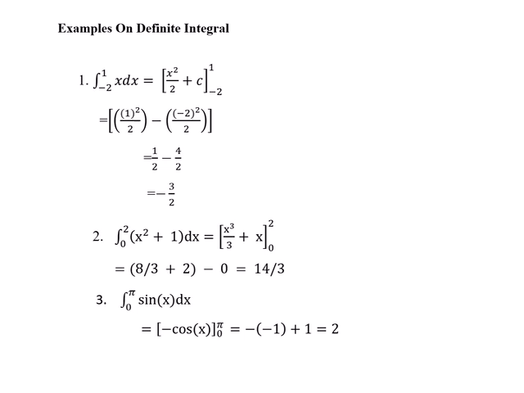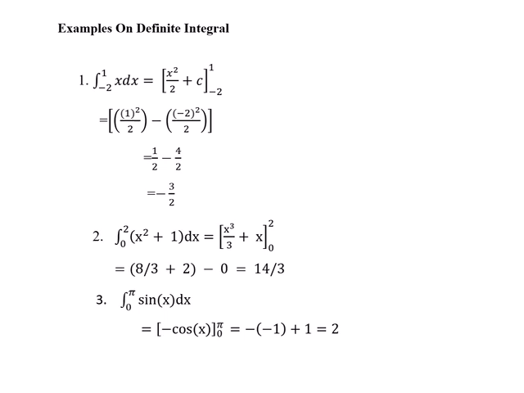By the time we open the bracket, the c, the arbitrary constant, will cancel out, and we are left with 1 over 2 minus 4 over 2. So the answer we got here is equal to -3 over 2. So that is that. You can see that this is the practical example on definite integral.